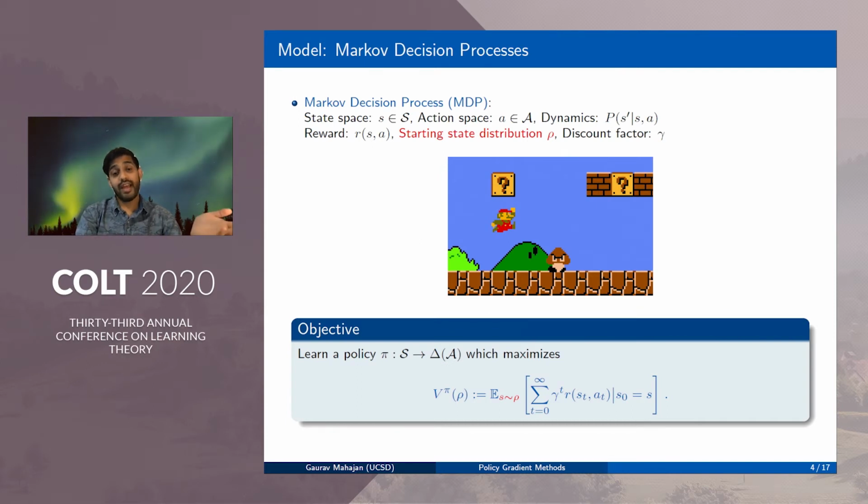But before we describe these methods formally, let's start by reviewing the basic RL framework. There is an underlying Markov decision process with state space S, action space A, dynamics of going from one state to another state given an action, reward of taking action A in state S, starting state distribution rho, and discount factor gamma. At each step, an agent is in some state, choosing an action to receive some reward and transitions to a new state. The objective of the agent is to learn a policy pi, which is a function from a set of states to distribution over actions, which maximizes the expected discounted sum of reward.